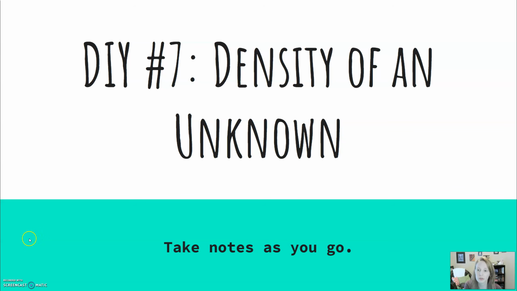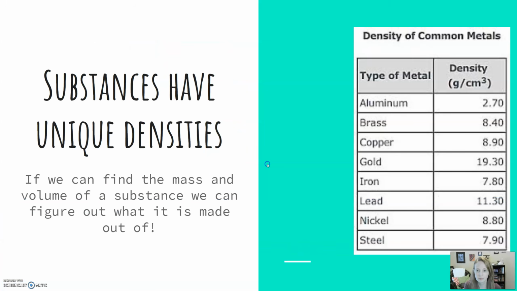I'm going to walk y'all through DIY number 7 today over density of an unknown. Make sure you take notes as you go along. There's a couple of guided practices at the end that are really helpful to write down.